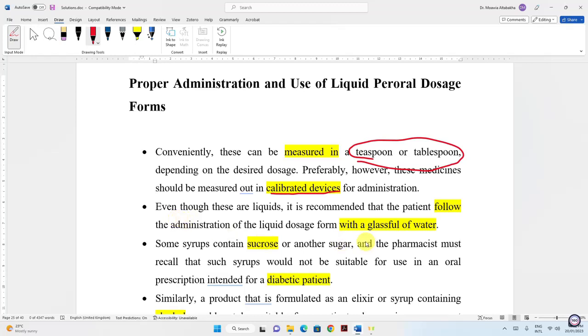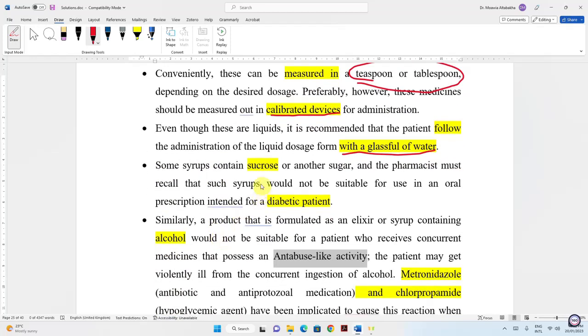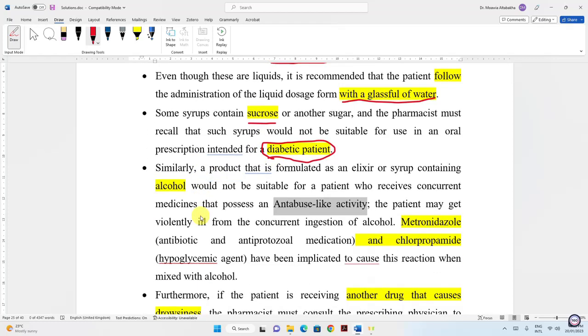Another thing, even though the patient is taking liquid, so he can swallow the liquid, it's better that it is followed with a glass full of water, so that anything in the mouth can be washed and goes to your GIT. If there is sucrose, then you have to be careful with regard to diabetic patients, because they can be affected by the high concentration of sucrose or sugar.